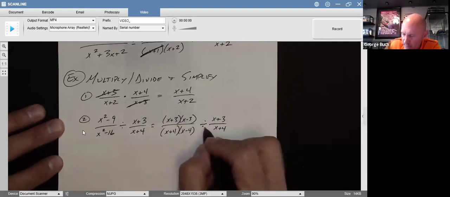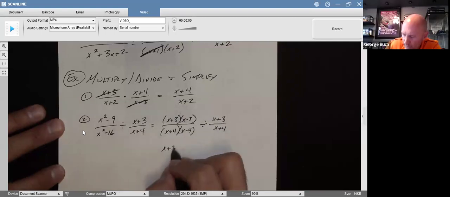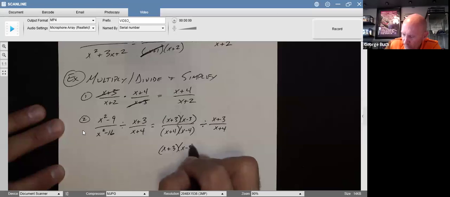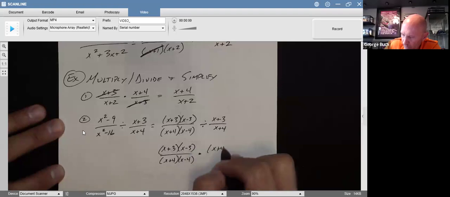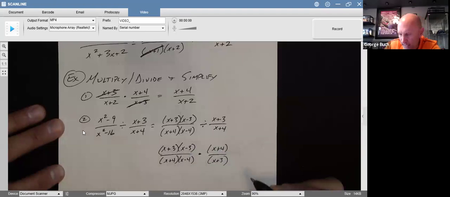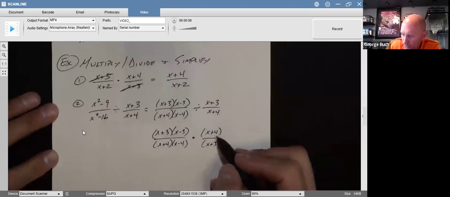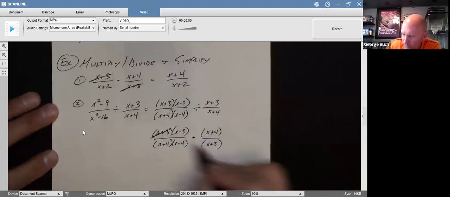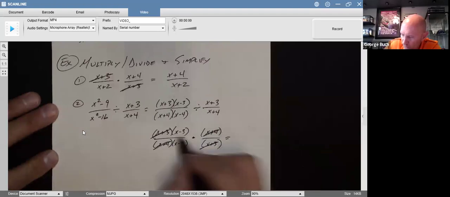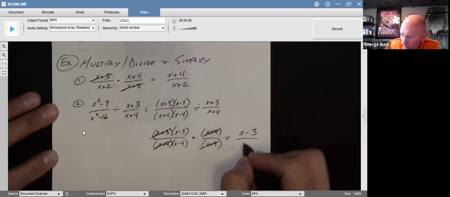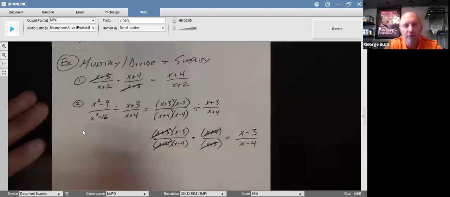So I need to keep the first term, change it to multiply, and then flip this guy. Now I can cancel if it's possible. So this x plus 3 cancels with this one. X plus 4 cancels with this one. So I'm just left with x minus 3 over x minus 4.